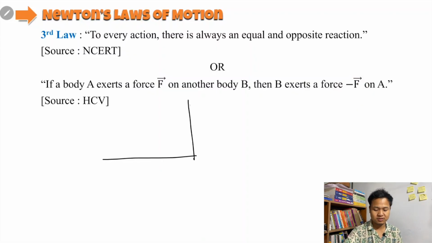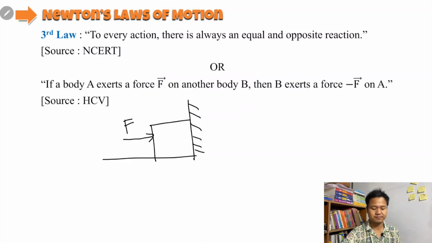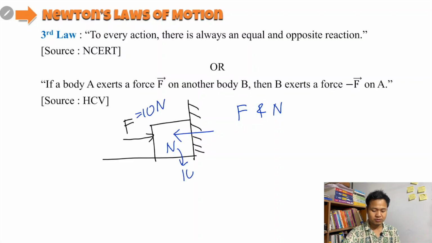Example: suppose you push a block against a wall. If you push this block with some force F, you will see that the block is not moving. The net force is 0. Why? In the next video we'll learn what normal force is. Here the wall is also applying another force called the normal force. The magnitudes of F and N are the same. If F is 10 Newton, the normal force will also be 10 Newton.